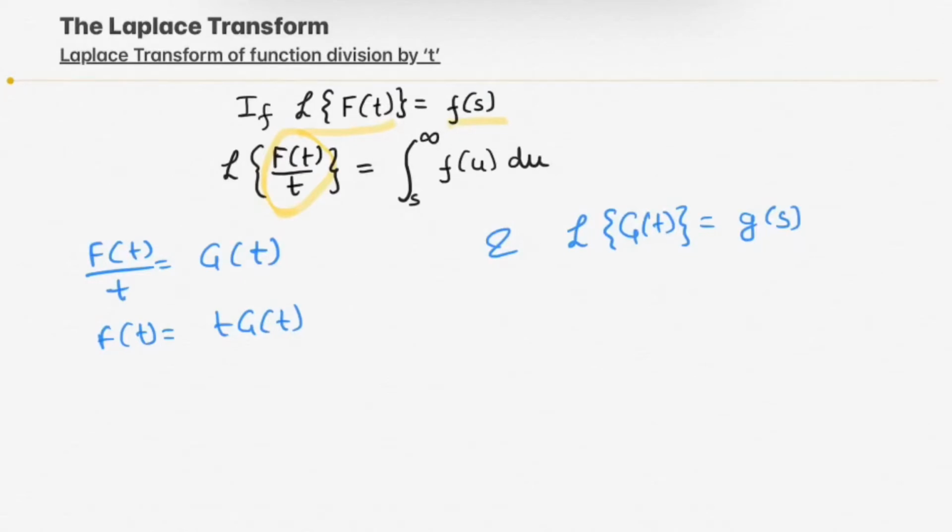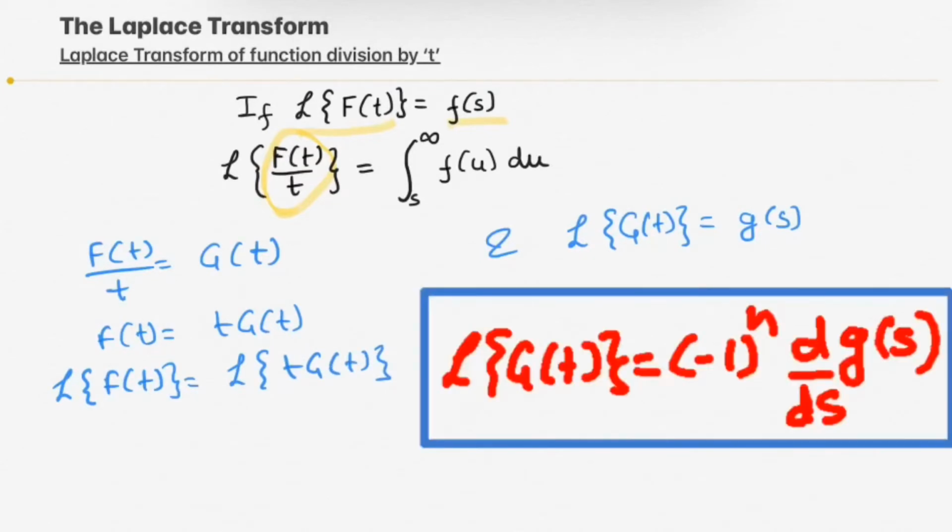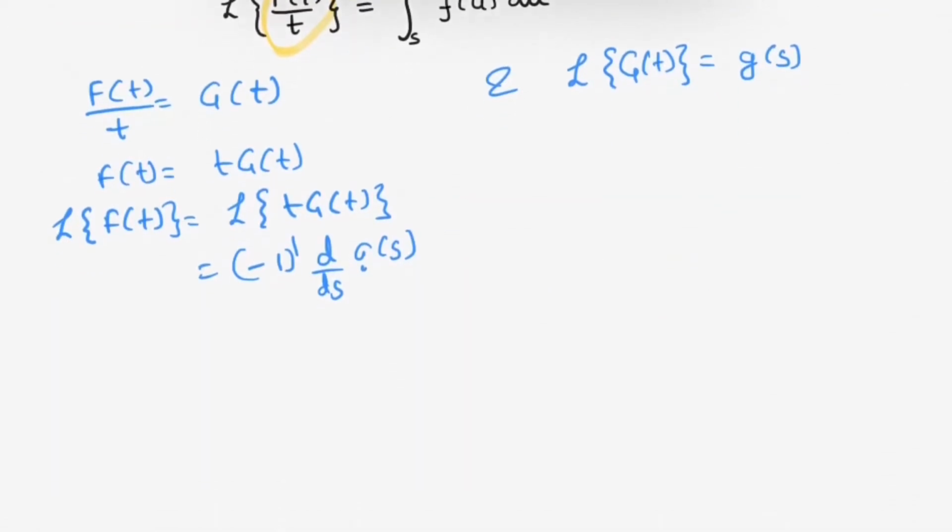On taking the Laplace transform, we have the Laplace transform of f(t) equals the Laplace transform of t g(t). In the previous video we learned a formula. Using that formula, the Laplace transform of t g(t) will be minus 1 raised to power 1 times the differentiation of G(s). And the Laplace transform of f(t) is F(s). So from this equation, dG over ds equals minus F(s).